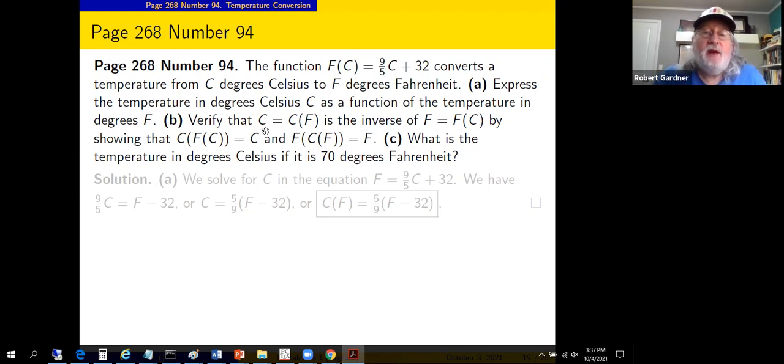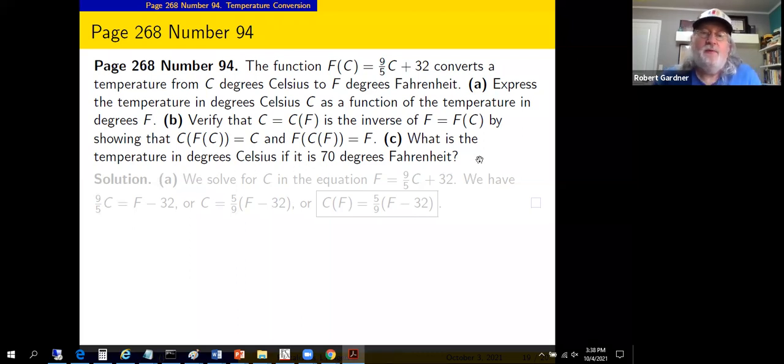They say then verify that C equals C of F really is the inverse of the function F equals F of C by taking the compositions and showing you get the identity. C of F of C equals C and F of C of F equals F. The input variable is ultimately what we get on the right-hand side. The input here is C, C is the output. The input here is F, F is the output. And then they ask you, what is the temperature in degrees Celsius if it's 70 degrees Fahrenheit?